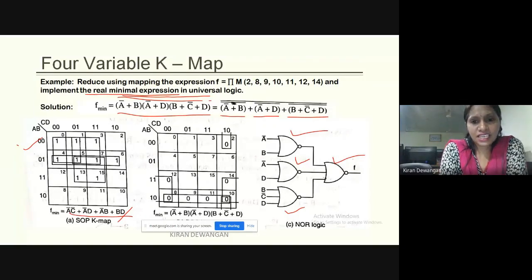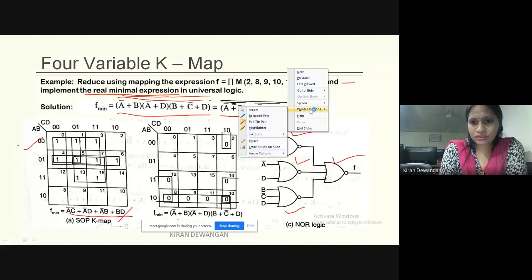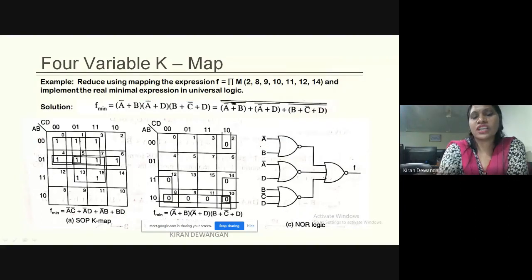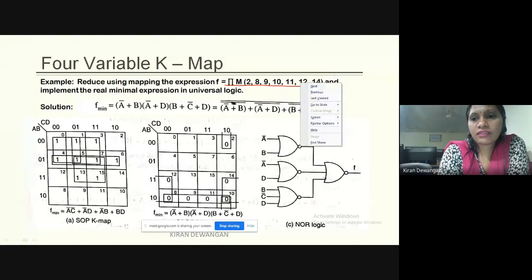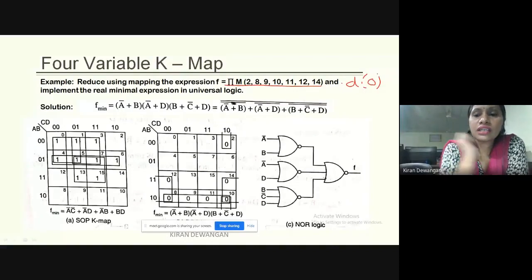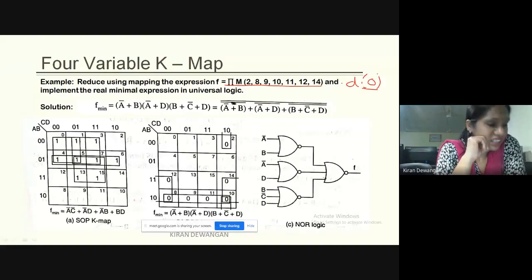Now if I say plus, not plus, let me remove all this first. This is a pi m POS expression. So here it will be given dot d with a value 0 to it. Clear? That means the max term 0 is a don't care term. The max term 0 is a don't care term.